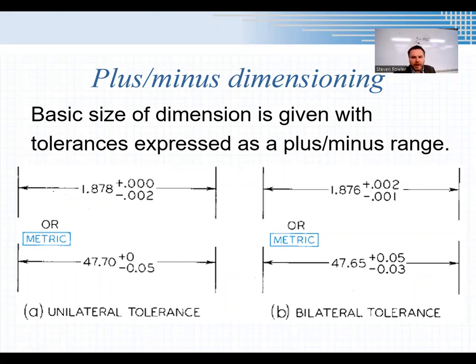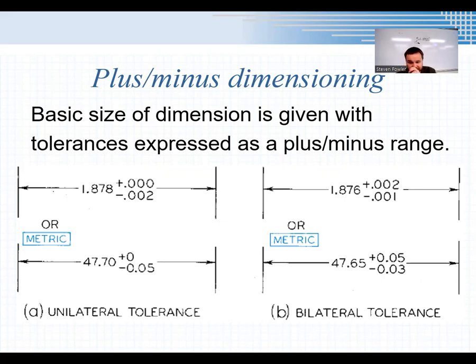I see more commonly, rather than limit dimensions, when I do encounter tolerances, I typically will see plus minus tolerances, right? So with the plus minus tolerance, you specify the basic size, and then you specify how much above and how much below that basic size the part can be, communicating the same information that we just saw with the limit dimensioning. Here we're achieving the same goal.